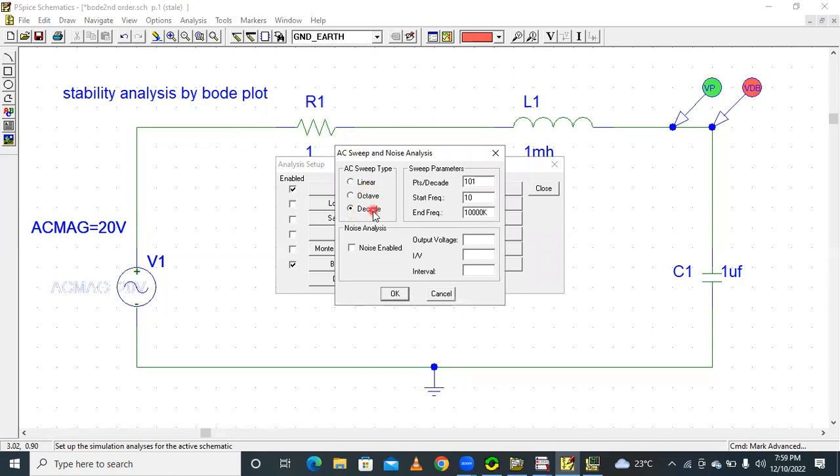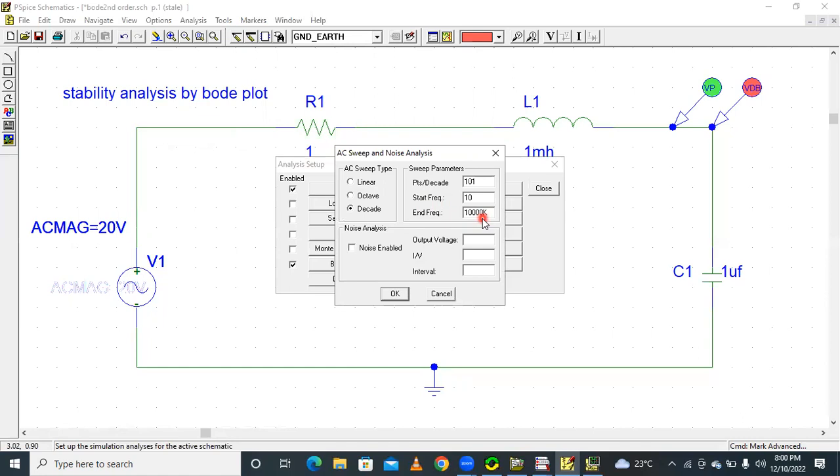There are three different types of options. One is linear, the second is octave, and the third is decade. From this, select decade. Our semi-logarithm graph will be displayed with respect to dB per decade, so 20 dB per decade decreases. If you want to display the graph in the form of decades, we have to select this decade icon, and also the starting frequency 10 Hz and the ending frequency 10,000 Hz according to our graph.